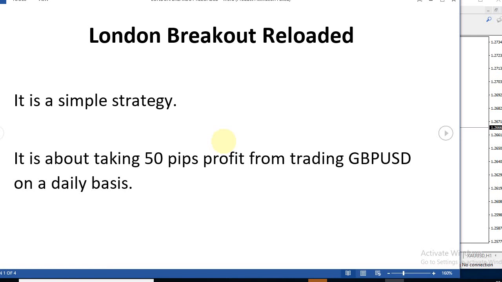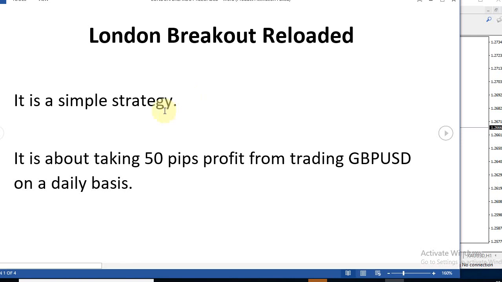Now today we'll be talking about the London Breakout Reloaded strategy. London Breakout Reloaded strategy is part 2 of our first publication on our website on the London Breakout strategy. We published the strategy some time ago, but the reloaded part of it is what we are bringing to you today.